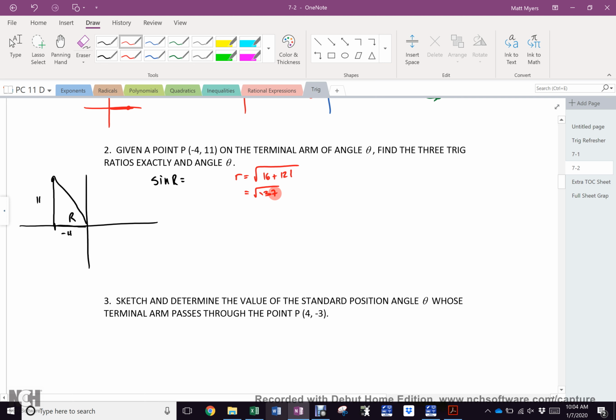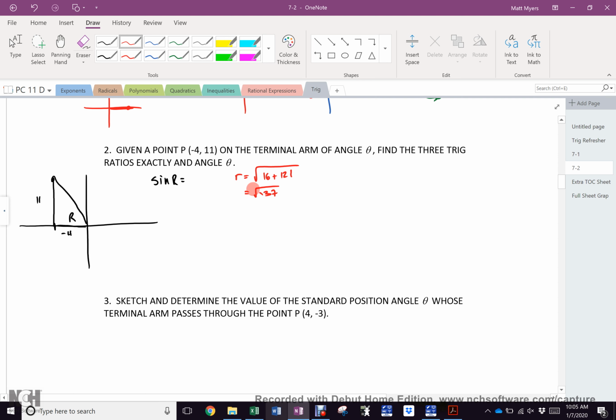Now, that's not a perfect square, is it? So what do we do with it? We simplify it if we can, right? 137 is a pretty barfy number. I'm pretty sure it's prime. So for our purposes, I'm not going to simplify it just because I want to get through the lesson, okay? So we're going to leave it like that.